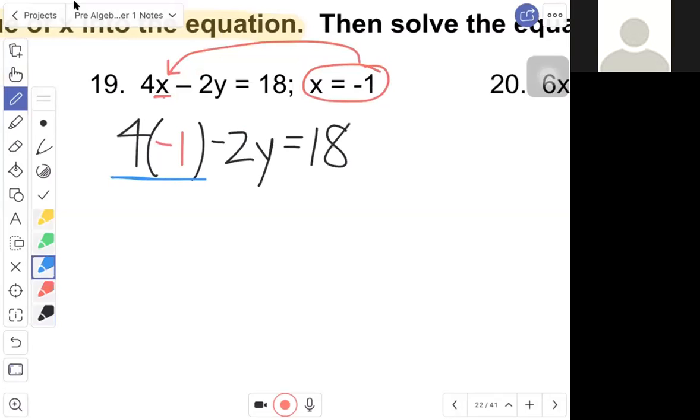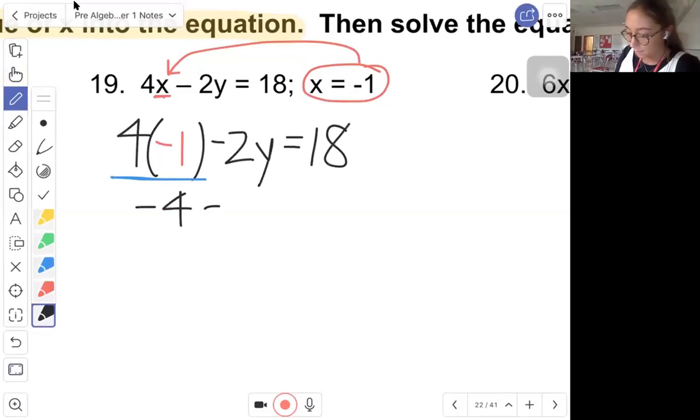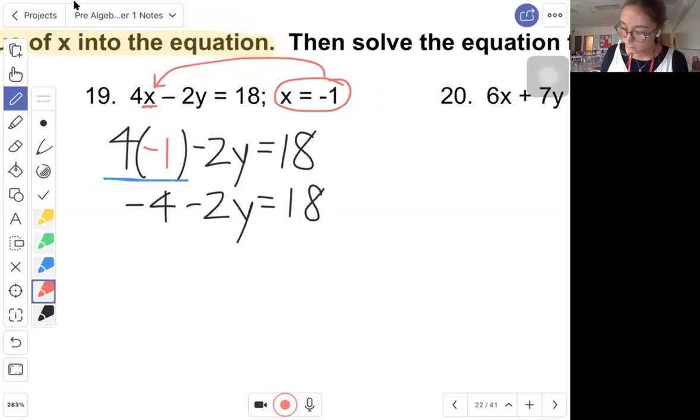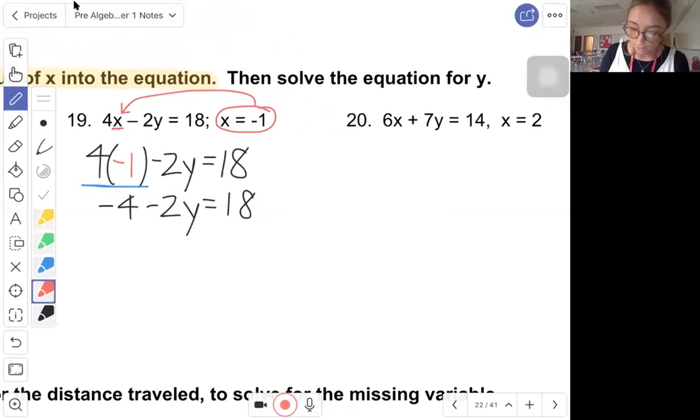Negative 4. Nice. And then we're going to, again, copy down the rest. Negative 2y equals 18, because we can't do anything yet. We wanted to multiply to get rid of our parentheses there. And now we want to solve the equation for y. That's the second set of directions they gave us.